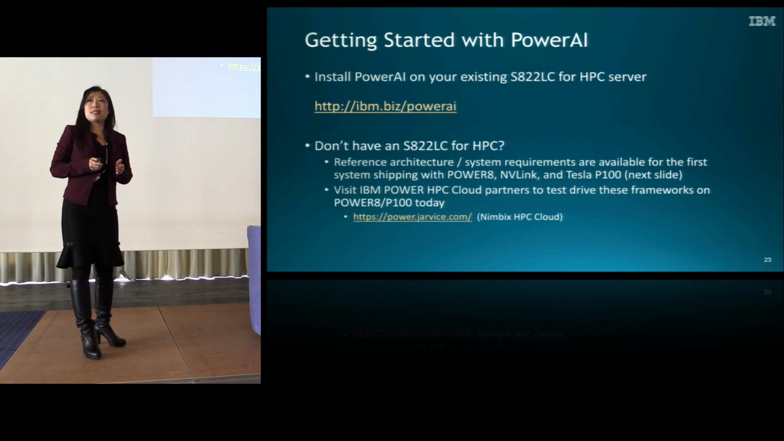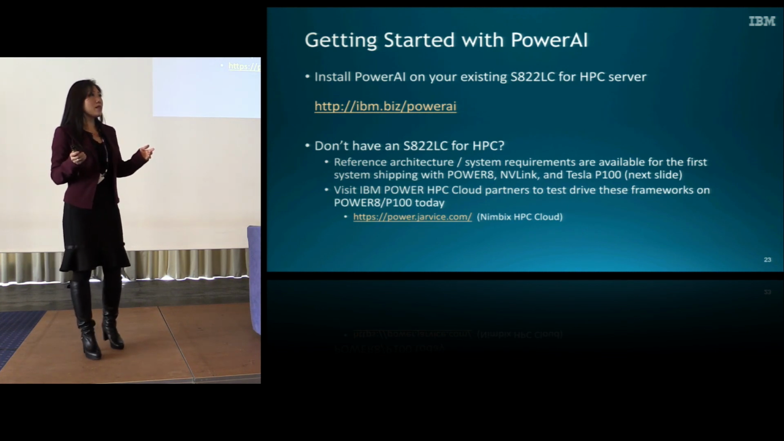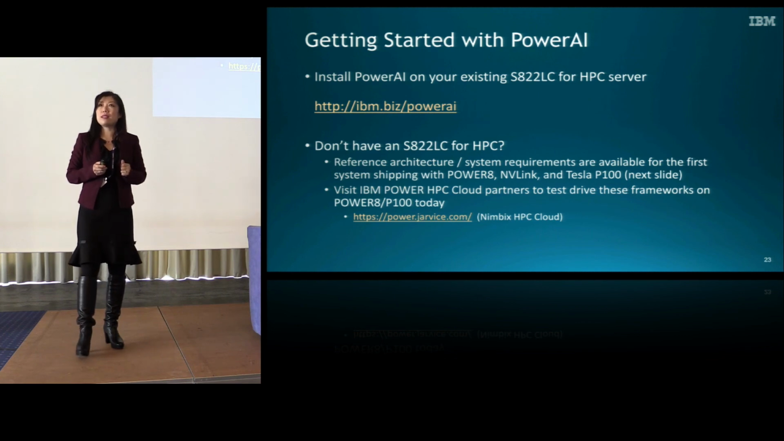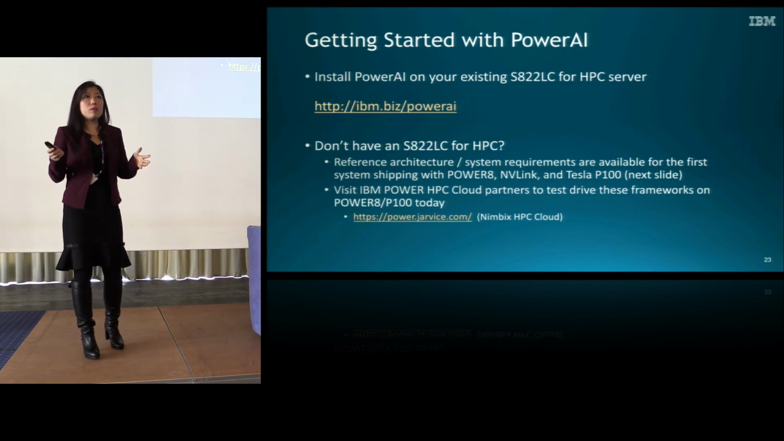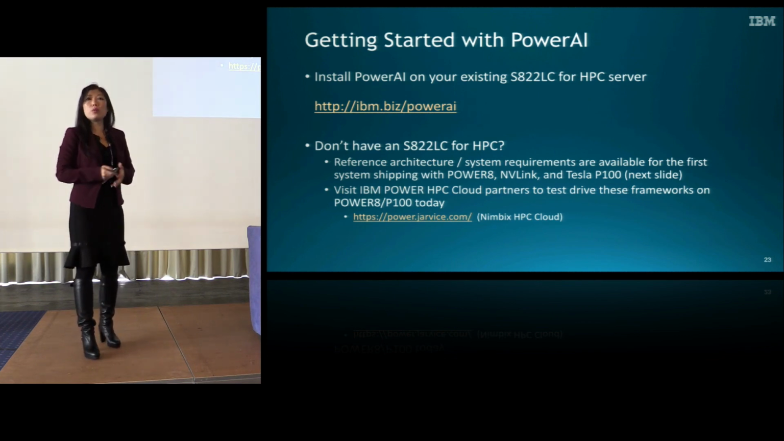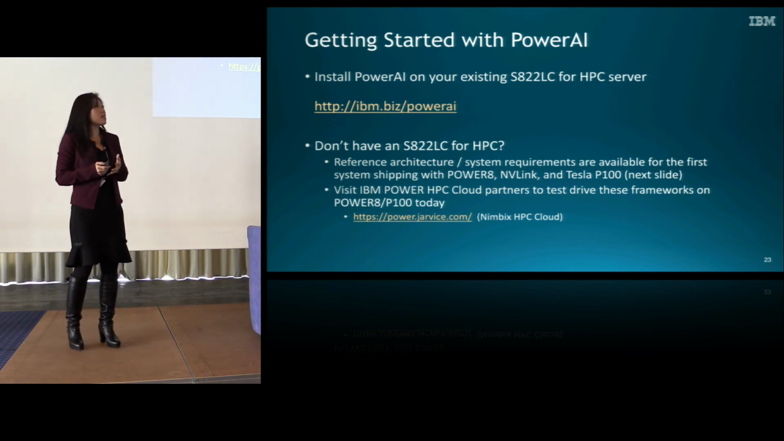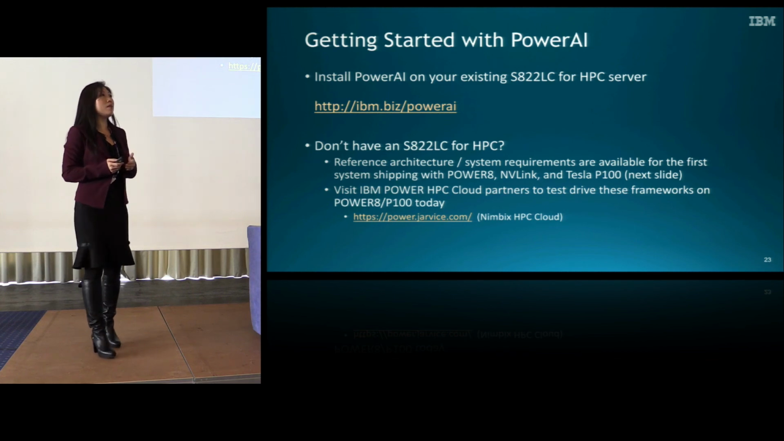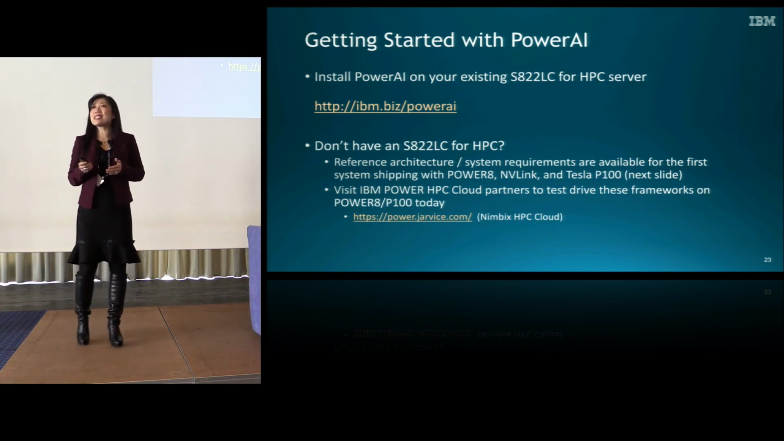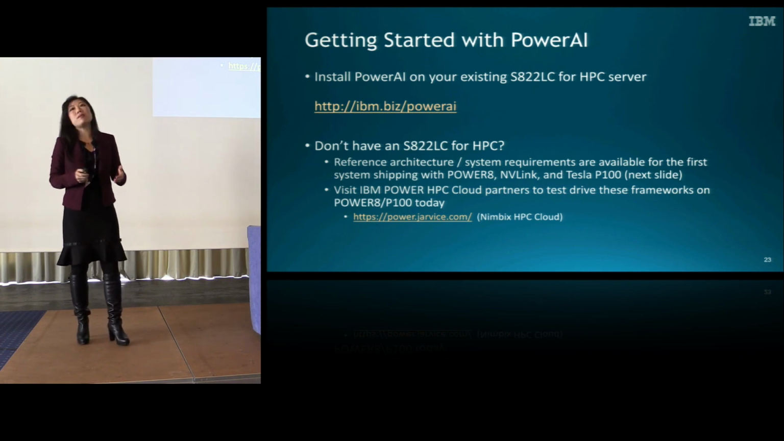How do you get started? As I said earlier, if you already have a Minsky system, download Power AI for free. The binaries are available. And also, we upgrade them on a quarterly basis. If you don't have it, there's an easy way to get started, which is through the Nimbix Cloud. Nimbix is an HPC cloud company in Dallas, Texas. They have a fleet of Minsky systems.